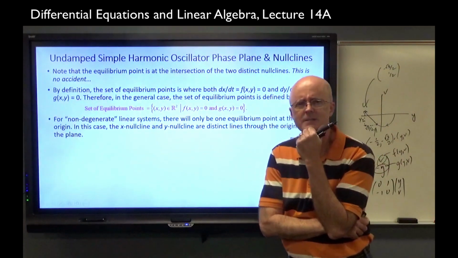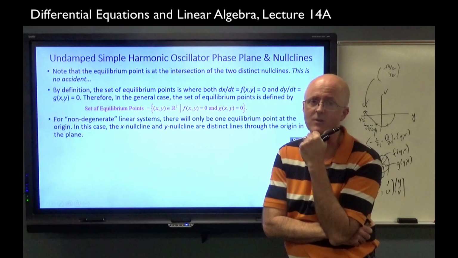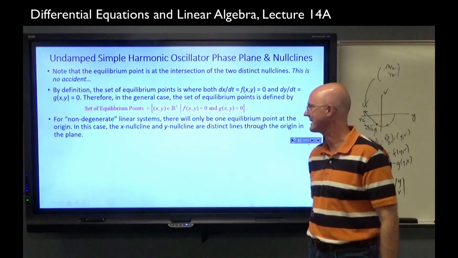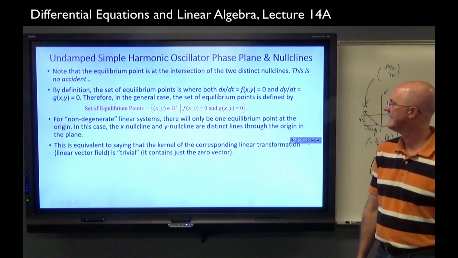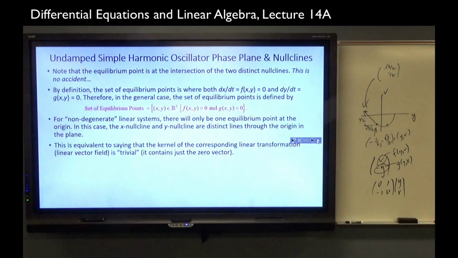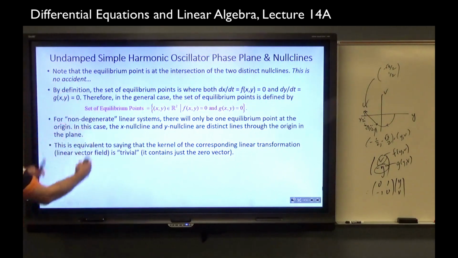What are the x and y nullclines for the 0 matrix? Well, they're not lines in that case. Both the x and y nullclines in that case are the entire plane. And that's why the set of all equilibrium points in that case is the entire plane. Hey, linear algebra connection. This is equivalent to saying that the kernel of the corresponding linear transformation, I mean for the matrix that defines our system, is trivial. Just contains the 0 vector. That's the typical non-degenerate case. So that's a connection to linear algebra.